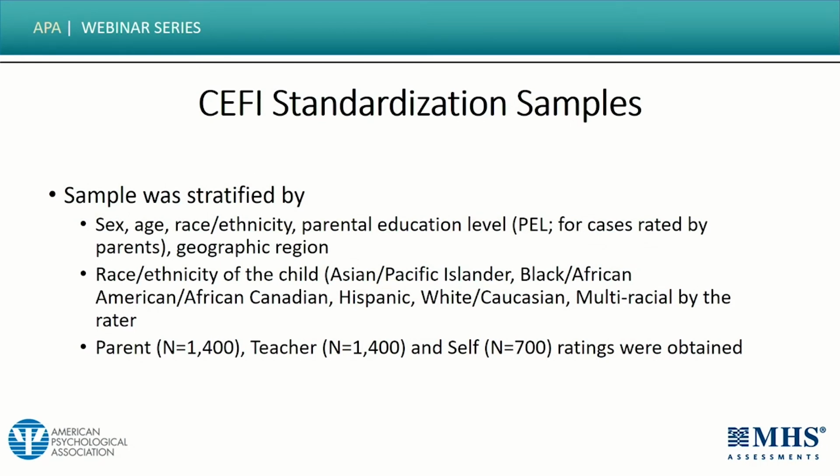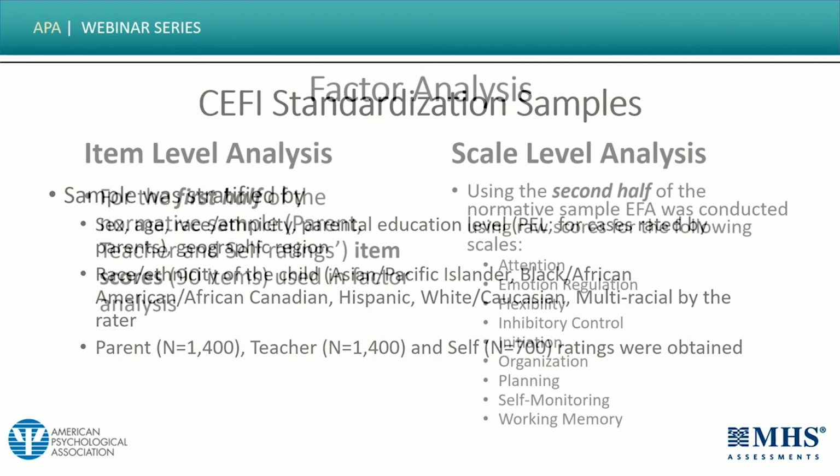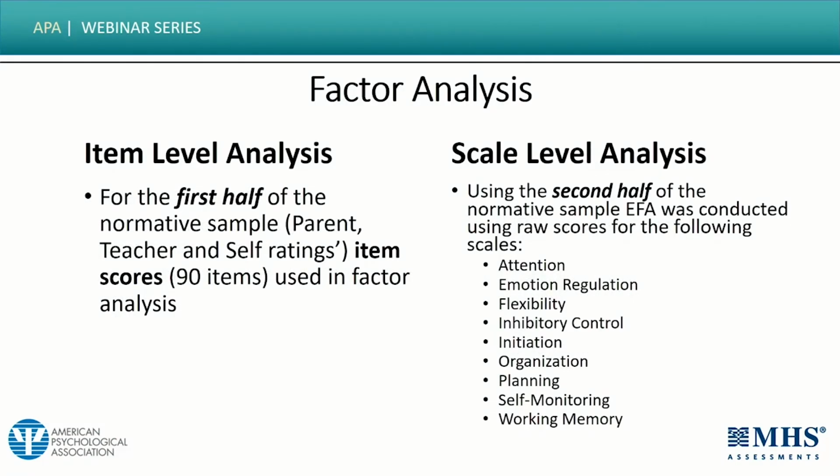So for the CEFI, that was 1,400 parent raters, 1,400 teacher raters, and 700 self-ratings. And the sample represents the US population, so we have the generalizability, very important. We divided that sample into 2. The first set of 3 experiments, really, for parents, teachers, and self, so we had those 3 groups.